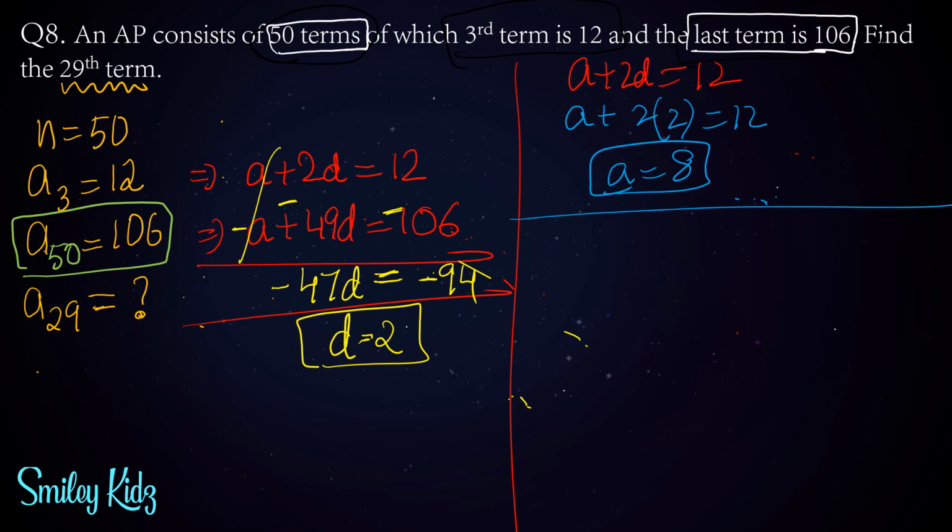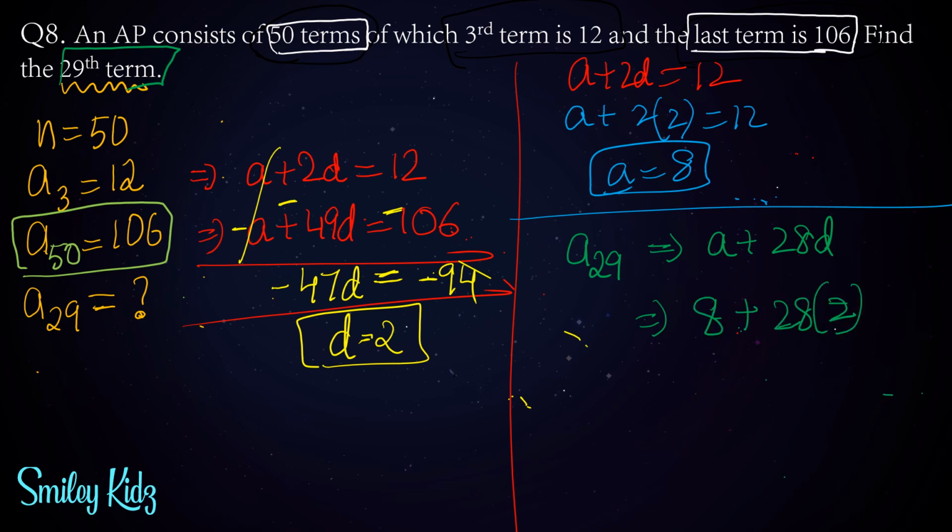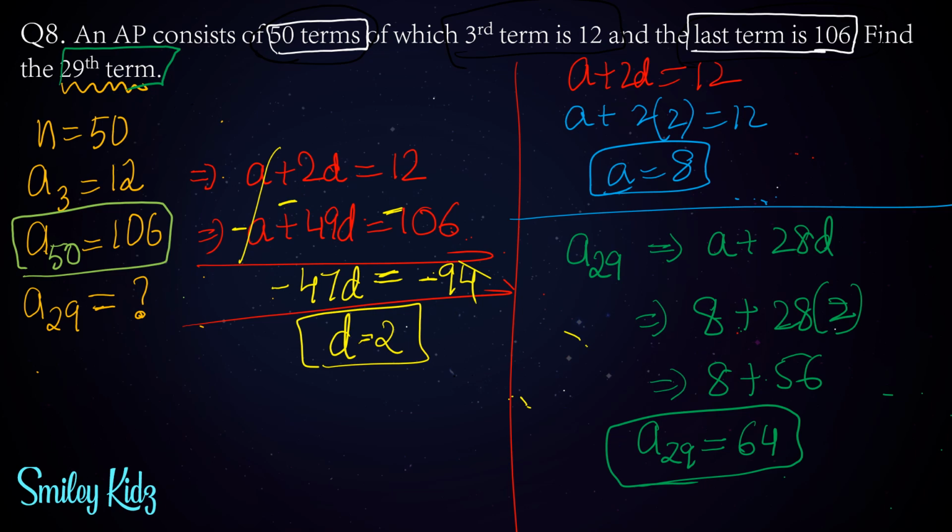Now we are asked to find the 29th term of the AP. That means A29. So A29 is nothing but A plus 28D, which is 8 plus 28 into 2. Now, what is 28 times 2? It is 56. So, what is A29 equal to? A29 is equal to 64. Now, what is the 29th term of the AP? It is 64.